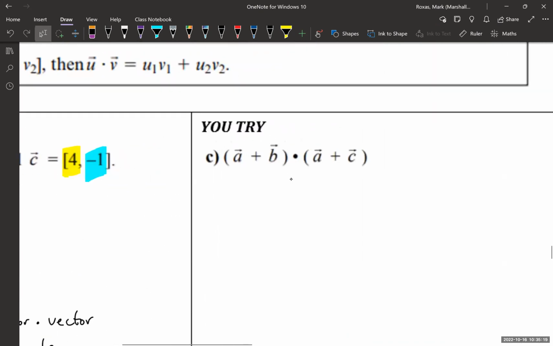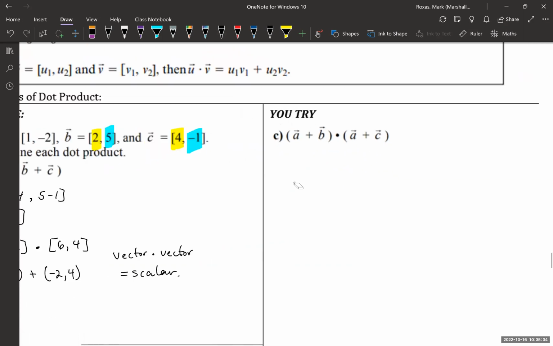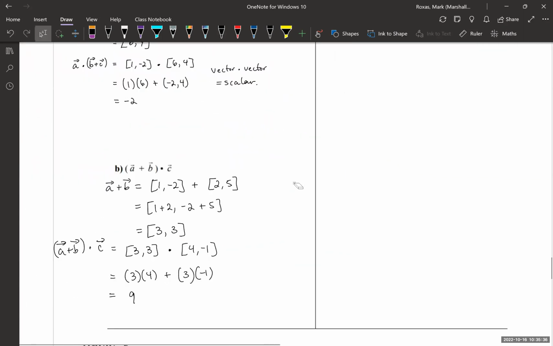So we have A plus B, you have to add those two together, and A plus C, add those two together. The results are vectors for each of those, and then you have a vector dotted with a vector, right? And then that final result will be a scalar. Okay, I'll leave that for an exercise for you to look at. I'm gonna just go on to the next page.